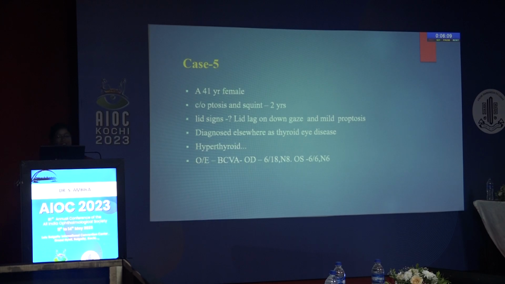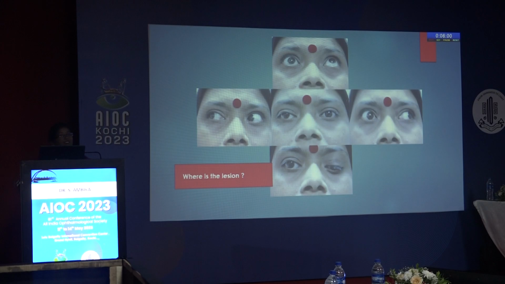So this is case 5, which is a 41-year-old female who came with history of ptosis and squint for 2 years duration, and she was diagnosed elsewhere as thyroid eye disease, and she had a vision loss in the right eye also. What you see here, she has a squint. What you see here, there is a restricted adduction, and there's a restricted elevation, and there is a very mild ptosis in the primary gaze, and you see the lid is not following the globe in the right eye.